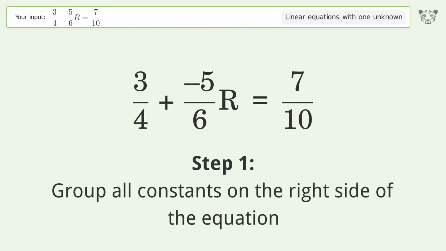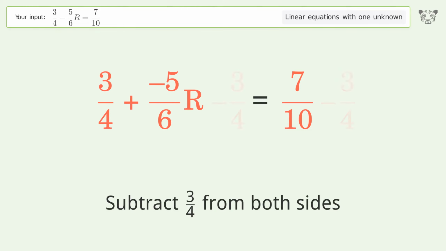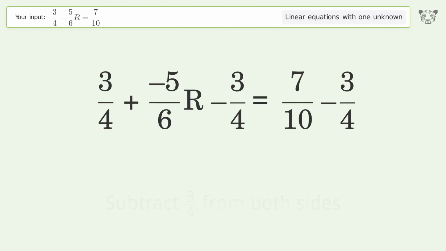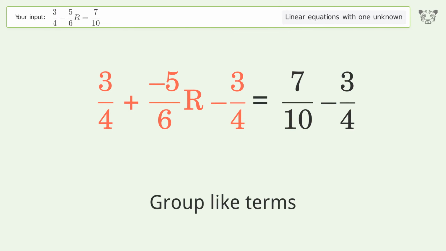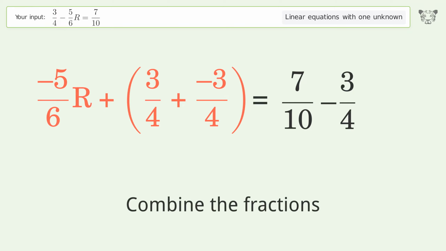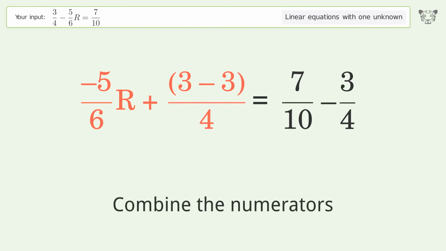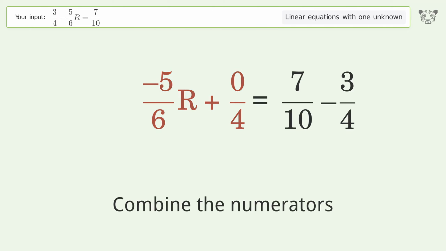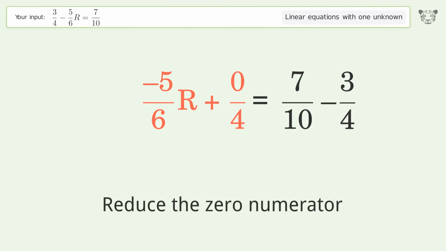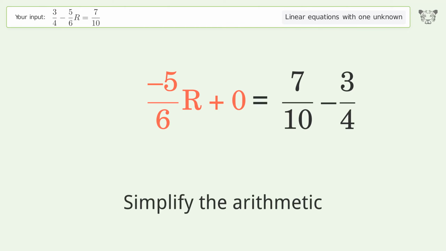Group all constants on the right side of the equation. Subtract 3/4 from both sides. Group like terms. Combine the fractions. Combine the numerators. Reduce the zero numerator. Simplify the arithmetic.